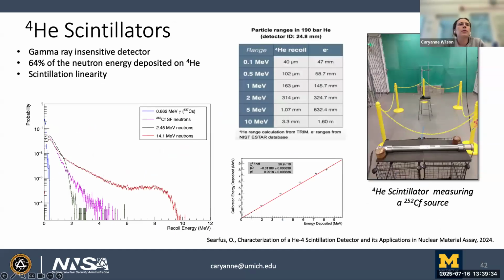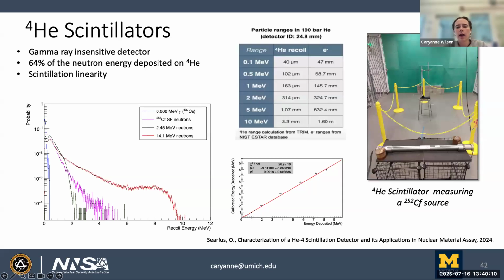And then I want to talk about one more type of scintillator, just because this is something that I've been working with for the past year. And I think it is a really interesting detector and it's pretty fun. Helium-4 scintillators. We talked about helium-3 earlier. This is a little bit different. Helium-4 is just plain old helium, or party city helium, which you go and get balloons filled up with. And because this is a gaseous scintillator, it is gamma ray insensitive.